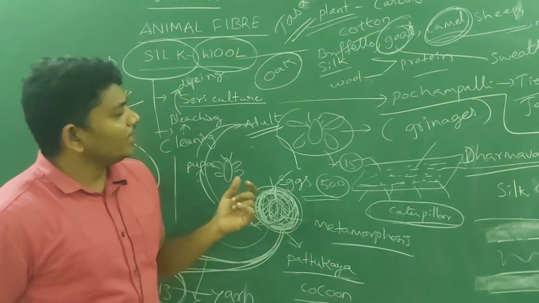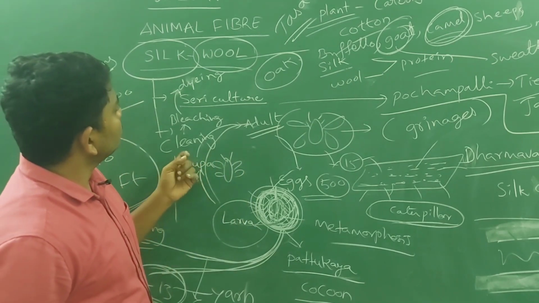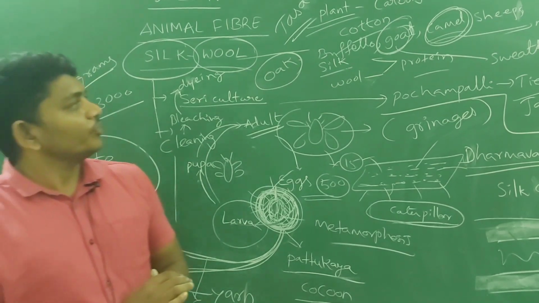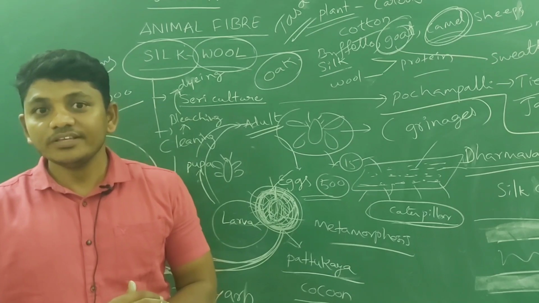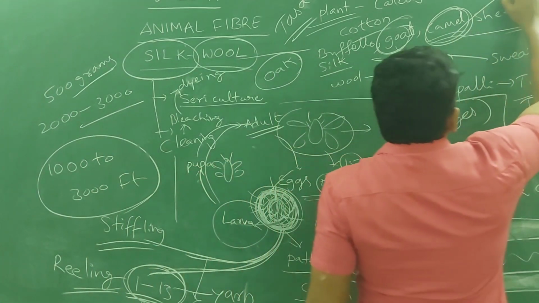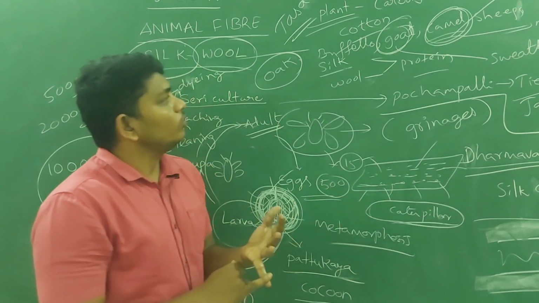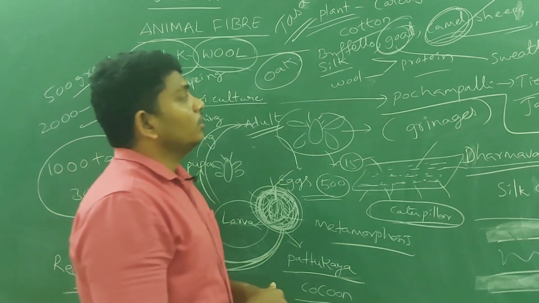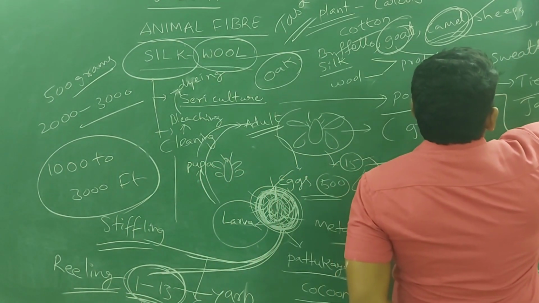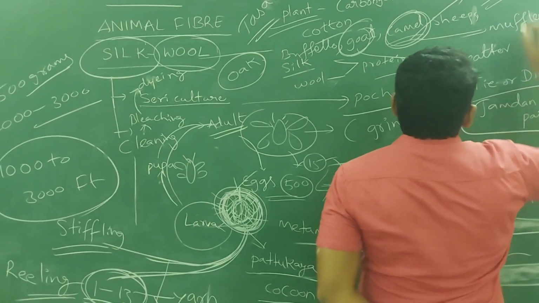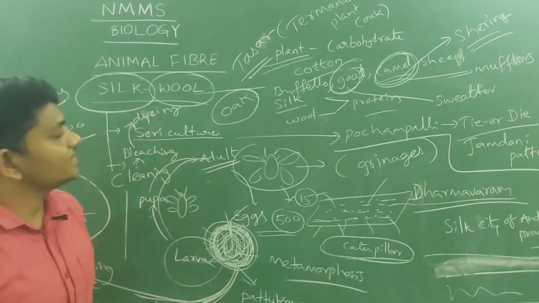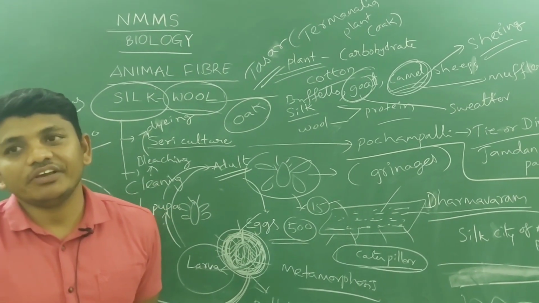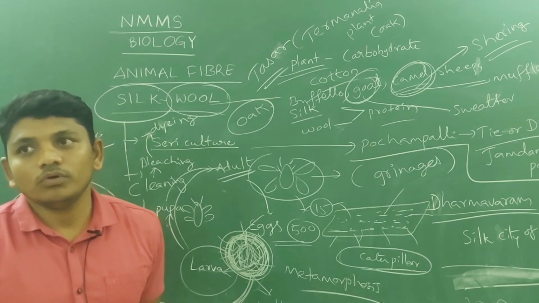Here I want to tell you one thing about removing of wool from the goat or sheep or camel or buffaloes, that is called shearing. Very important bit it is. So removing of fleece or wool from the goat or camel is called shearing. What do you call that? Shearing. Very important bit regarding wool.